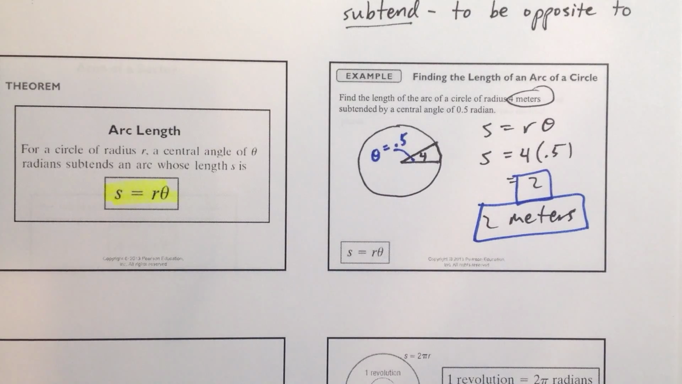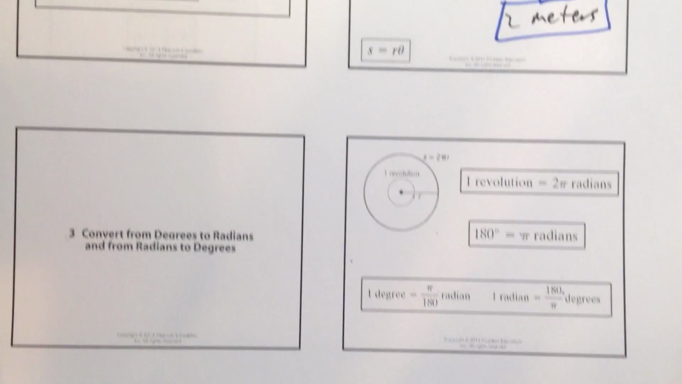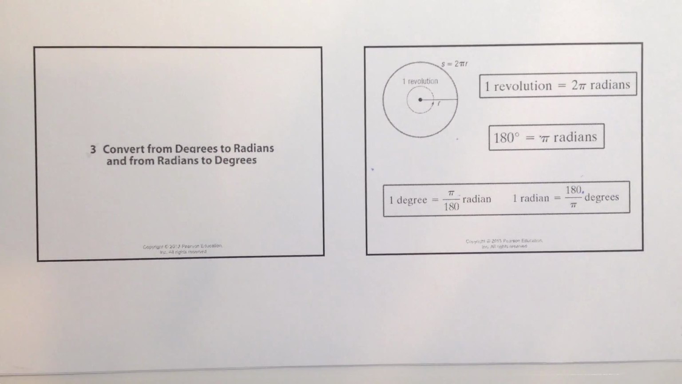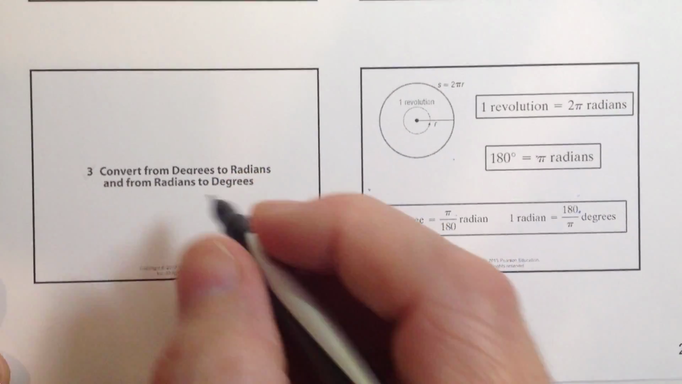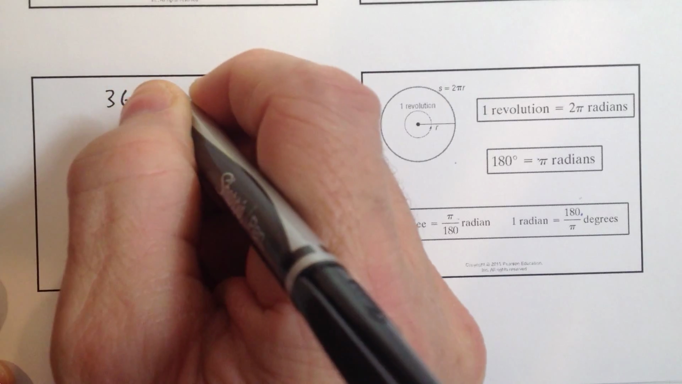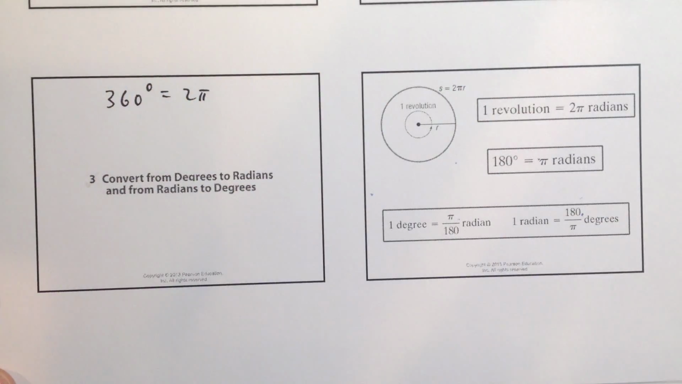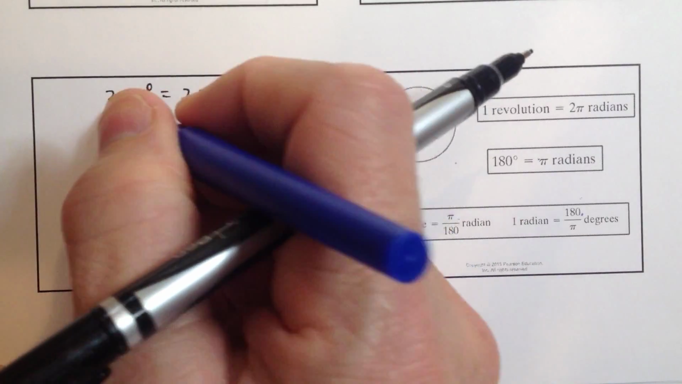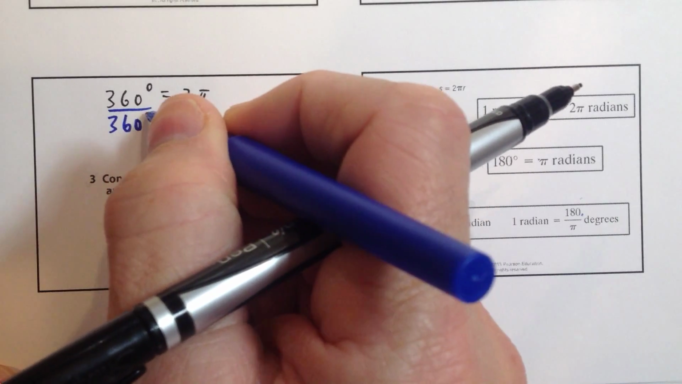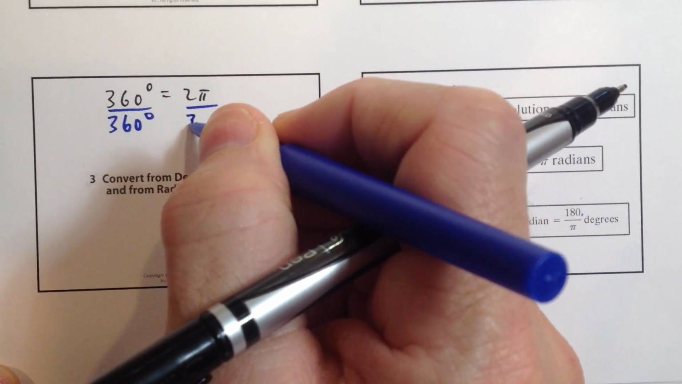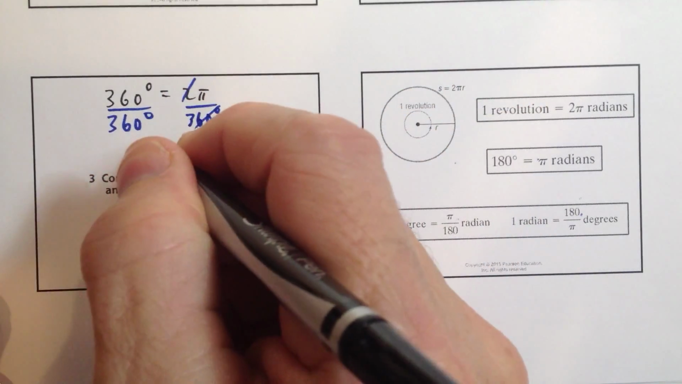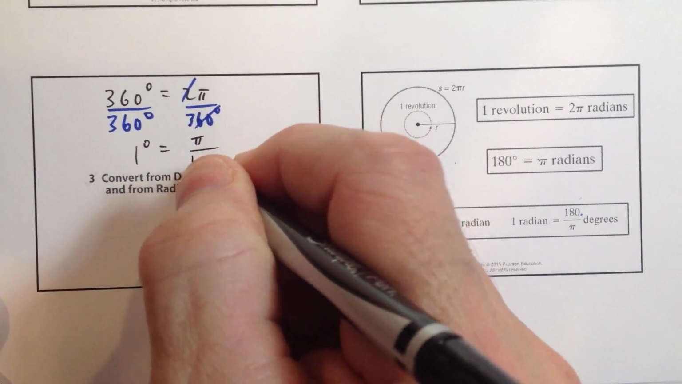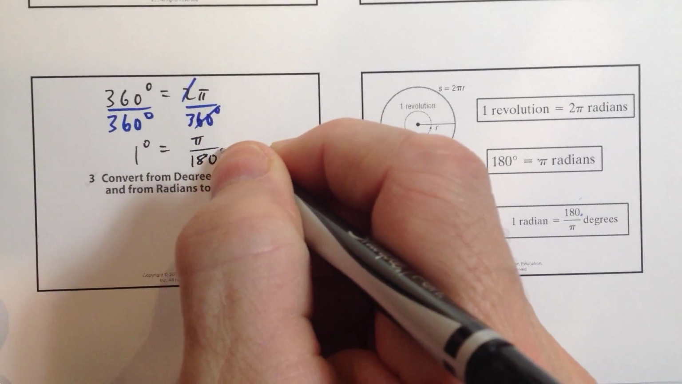I've got some more time on this video, so let's go for it. Converting from degrees to radians, and from radians to degrees. One of the things we know, and let's do that in this box here, is that 360 degrees is equal to 2 pi. If we want to know how to convert degrees to radians, let's figure out what 1 degree is. We divide both sides by 360 degrees, and we see that 1 degree is equal to pi over 180.